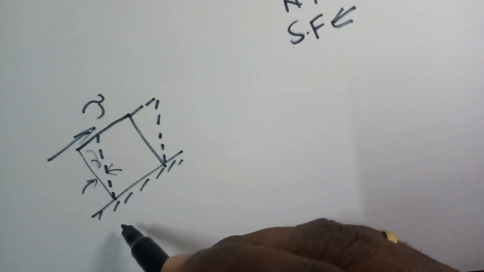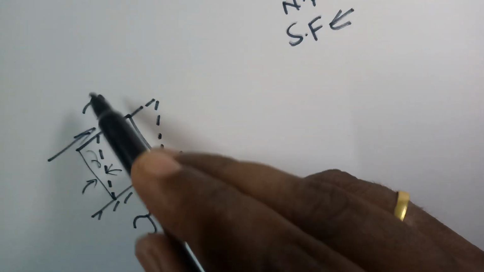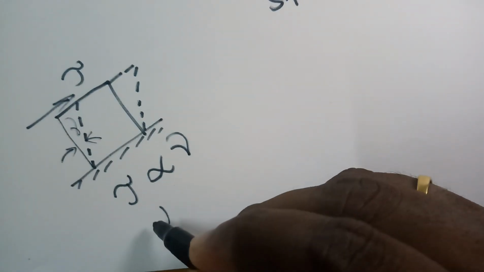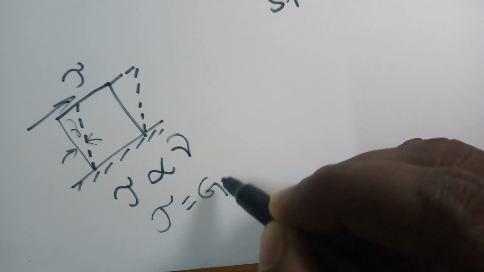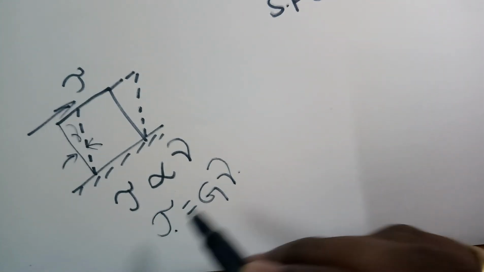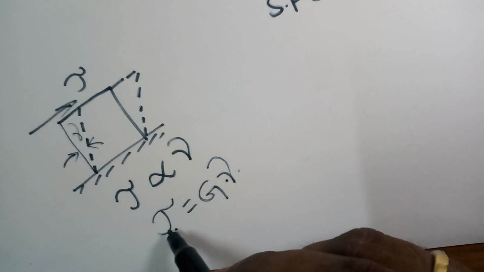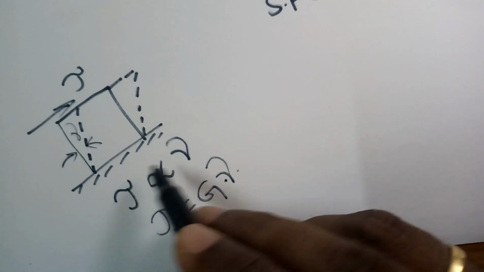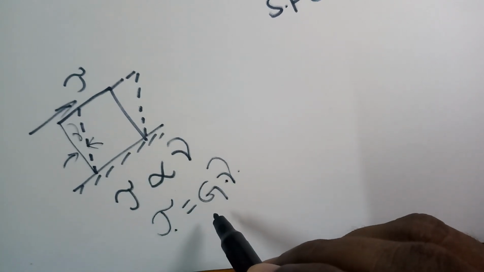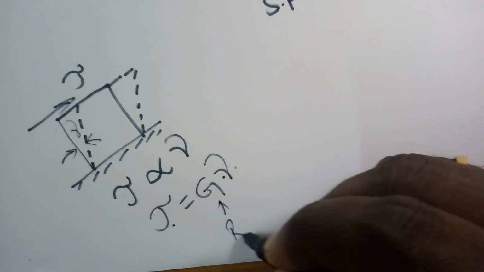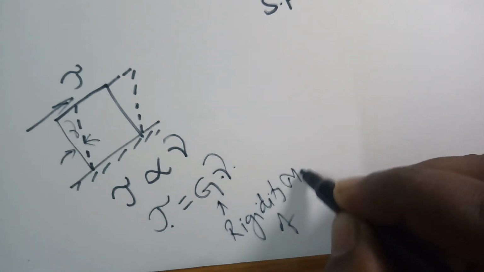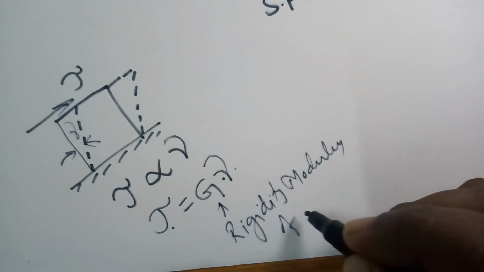Now, how is the shear stress related to the shear strain? Simple: shear stress is directly proportional to shear strain, and if you remove the proportionality, you get tau equal to G into gamma. This is the shear stress, this is the shear strain. If you replace the proportionality symbol with G, it is the rigidity modulus of elasticity.